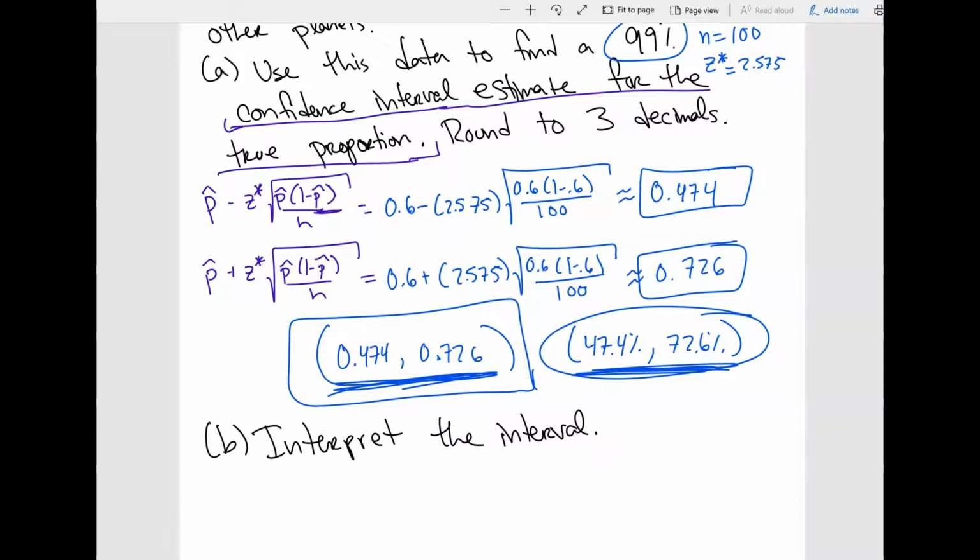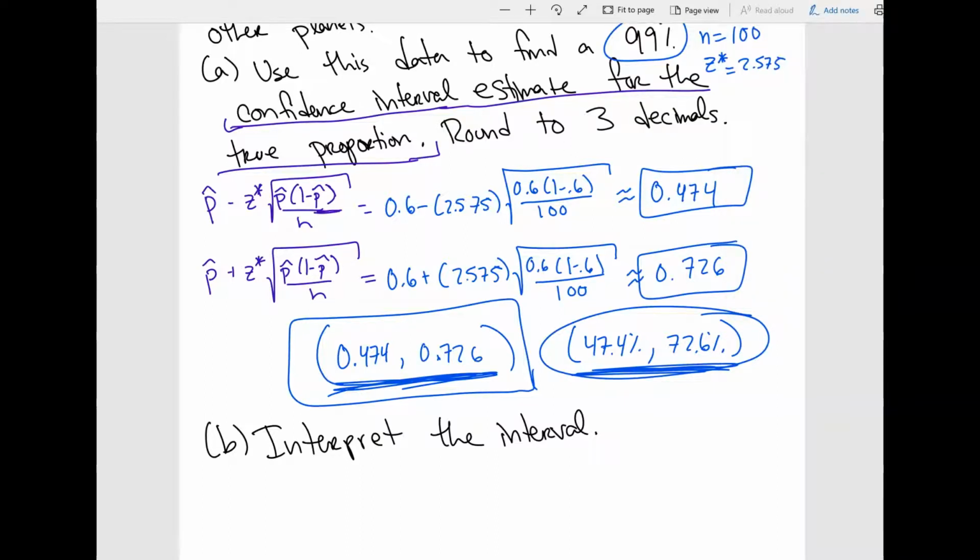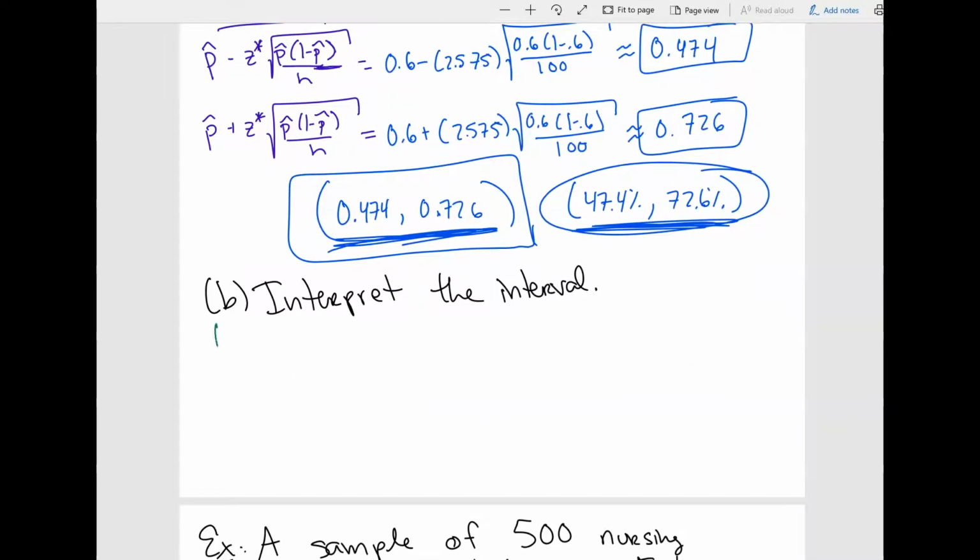Now part B is interpret this interval. So what did we just calculate? What exactly is this? This is basically what you want to be able to write. How confident are we? Well, we are 99% confident about what? So this is what we're going to write. We are 99% confident of what?